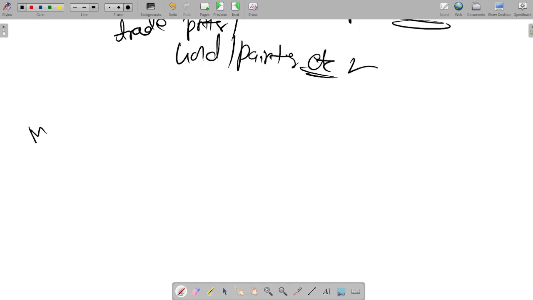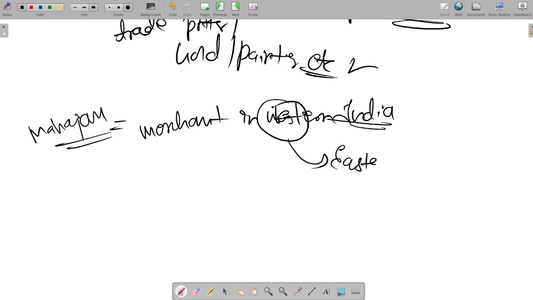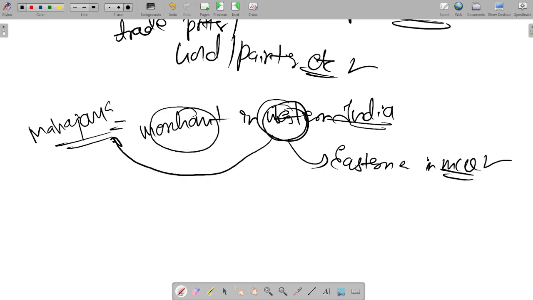Guys, the term Mahajan is given here. It means the merchant in Western India side. Remember, the UPSC often confuses the term Western with Eastern in MCQs, so be aware of the traps here. Merchants in Western India are called Mahajans. You can see some surnames also in Western India related to Mahajan.